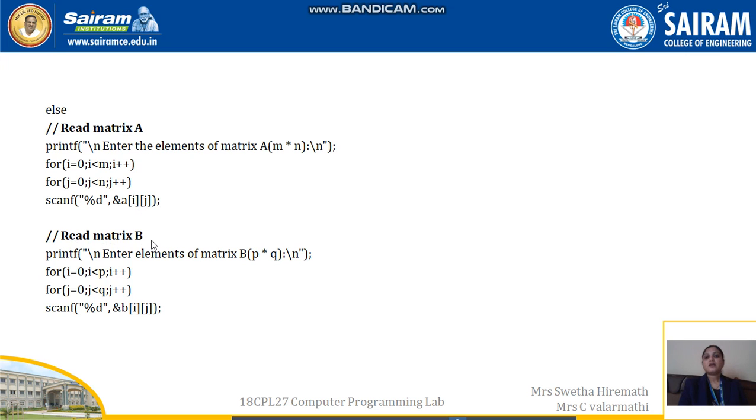Similarly here matrix B also is read. Enter the elements for the matrix B. For i equals to 0, i less than p, i plus plus. For j equals to 0, j less than q, j plus plus. We are going to read the number of rows and number of columns. First we have read already.